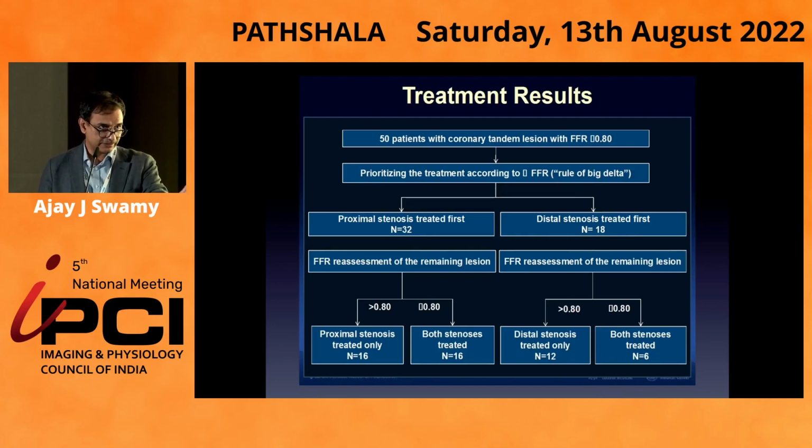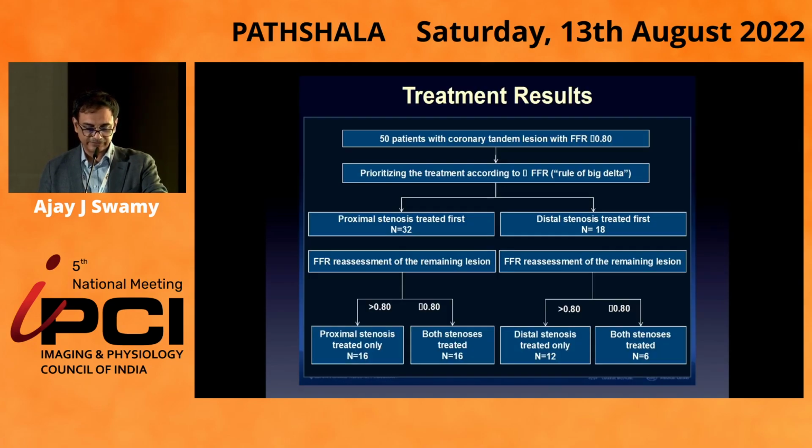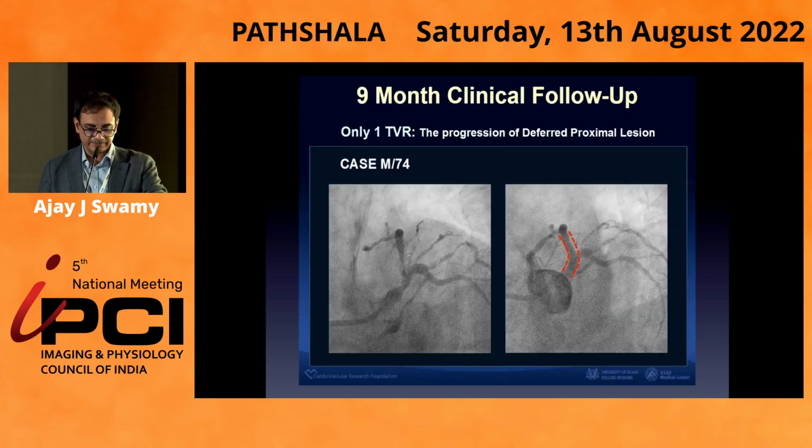This is what they found in this small study. 50 patients prioritized. 32 had the proximal stenosis treated first and the distal treated first in 18. FFR reassessment led to both stenosis being treated in 16 out of these 32, and the other half had only one treated, whereas in the distal stenosis it was 12 and 6. However, this did establish the way in which we could look at tandem lesions with the available physiology in those days. These were the treatment variables.